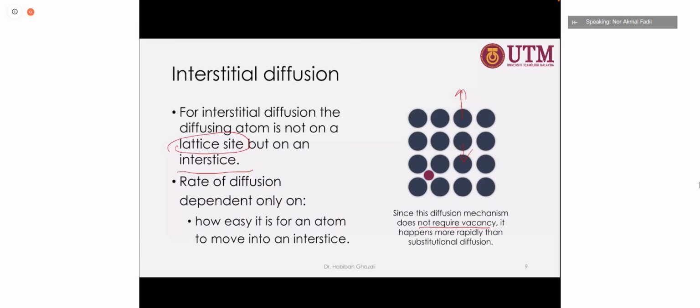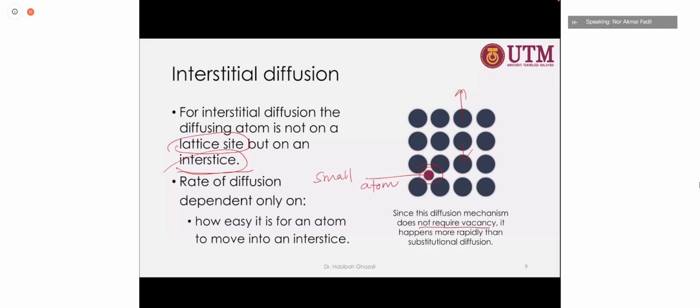It's not difficult for the atoms to reach the empty spaces of the interstice, because the interstice is everywhere. So it doesn't require much energy. One reason is that, basically, for interstitial defects, it is a small atom.